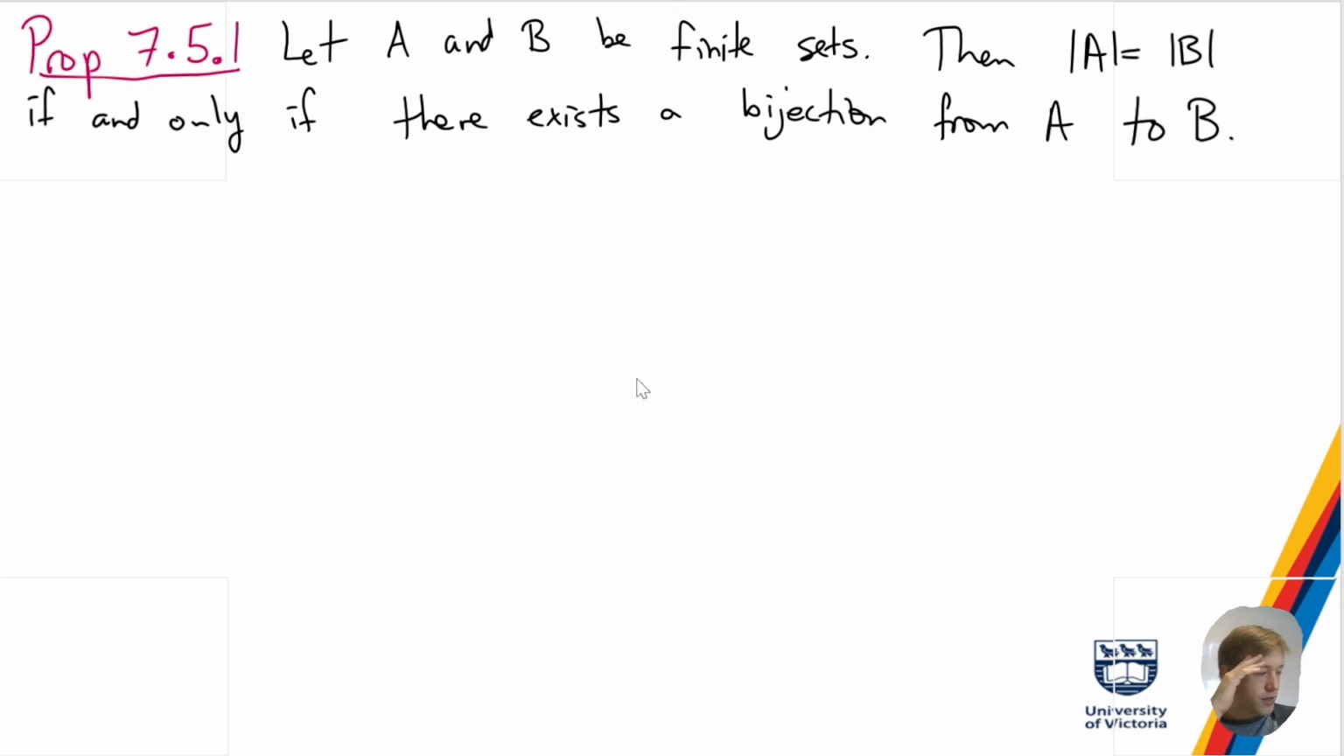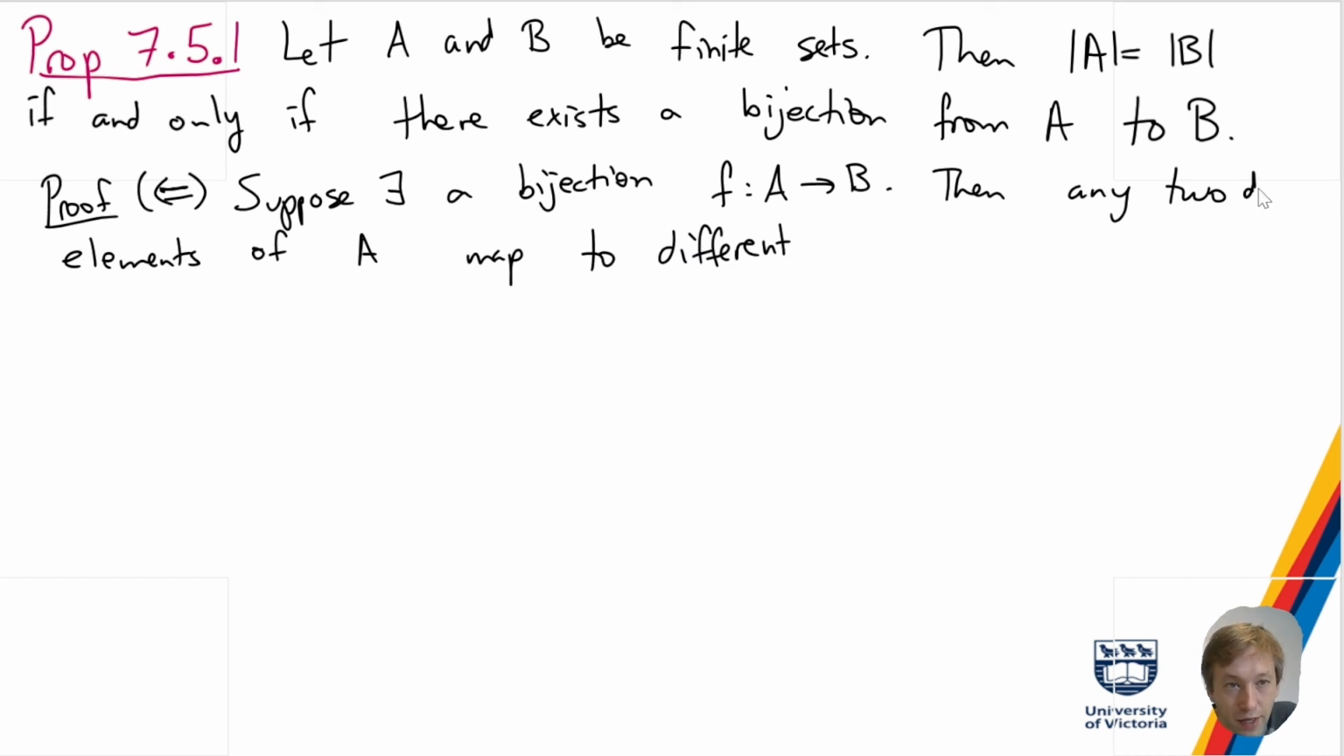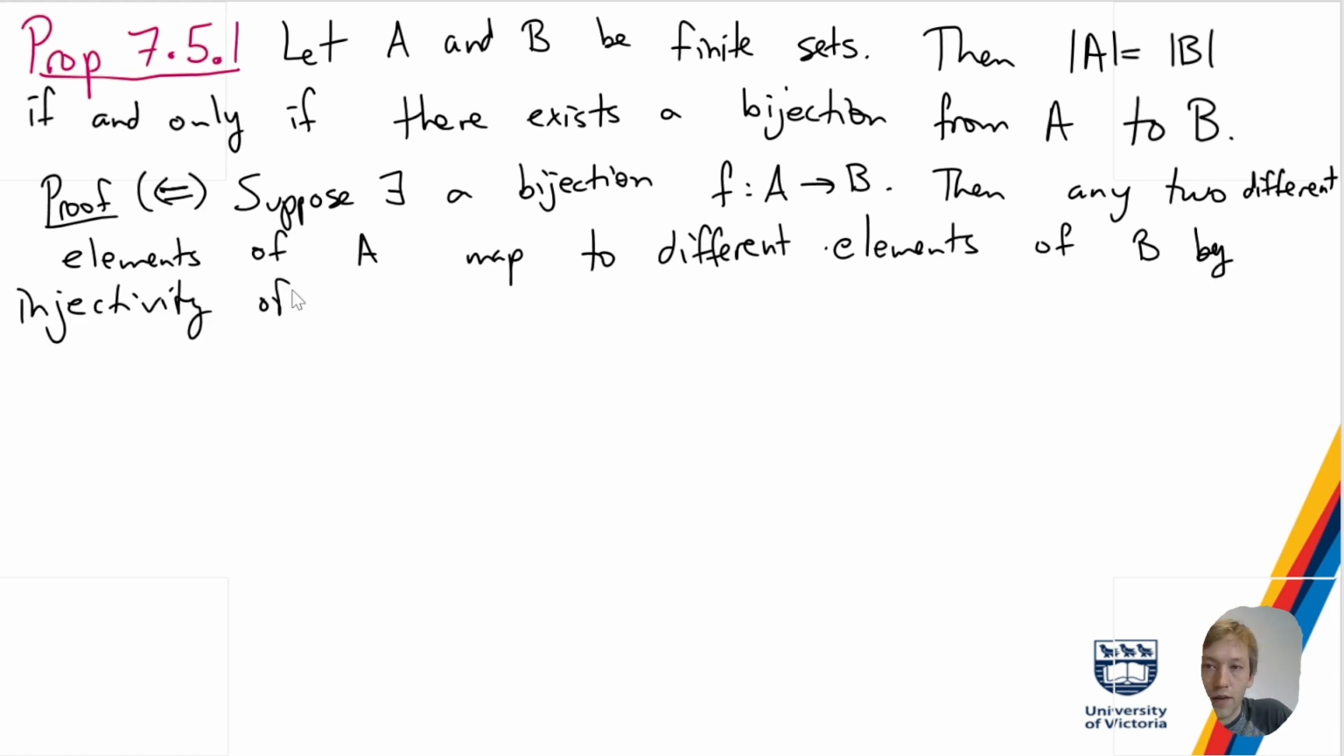All right, so first of all, let's suppose that there's a bijection from A to B. So we're proving this direction, right? The second statement implies the first. So suppose there exists a bijection f from A to B. Then any two different elements of A map to different elements of B, by injectivity of f.